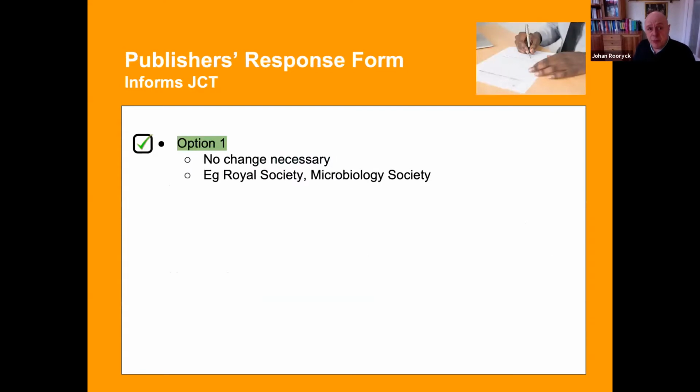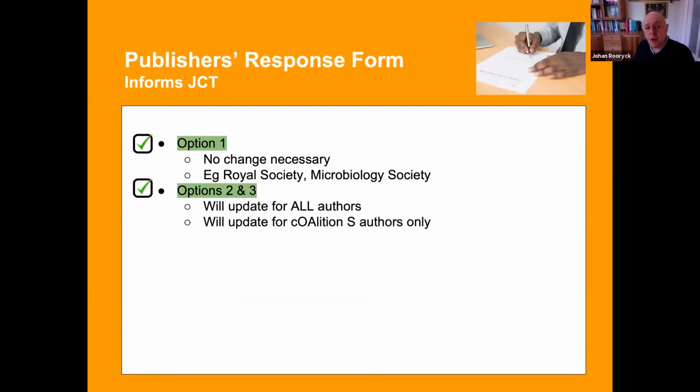The publisher's response form is the one that we gave them options for. So the first option is there is no change necessary. This is, for instance, the case of the Royal Society and the Microbiology Society, who already allow authors to have a CC BY license on their work and to deposit the AAM in a repository of their choice. So there's no problem there. Then options 2 and 3 are options that allow the publishers to update their publishing conditions. So they will update these conditions for all authors or only for Coalition S authors, and allow these authors to deposit the AAM in a repository very explicitly.